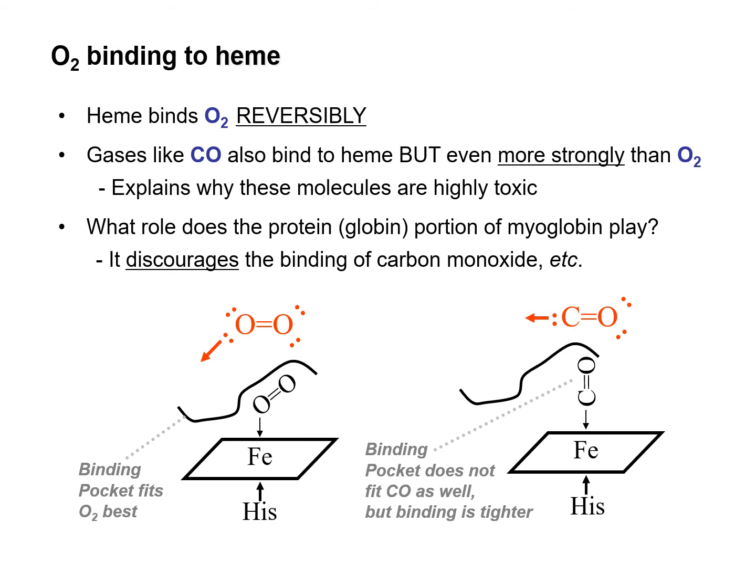Then what role does the protein portion, the globin portion, except for the heme group of the myoglobin, play? It actually discourages the binding of carbon monoxide and other toxic gases. How it does that is that this protein portion forms the pocket, which fits best with the oxygen molecule. But even if carbon monoxide has an even stronger affinity to the heme, the pocket itself does not fit well, so it will actually discourage this carbon monoxide from binding to the heme group and being stabilized.